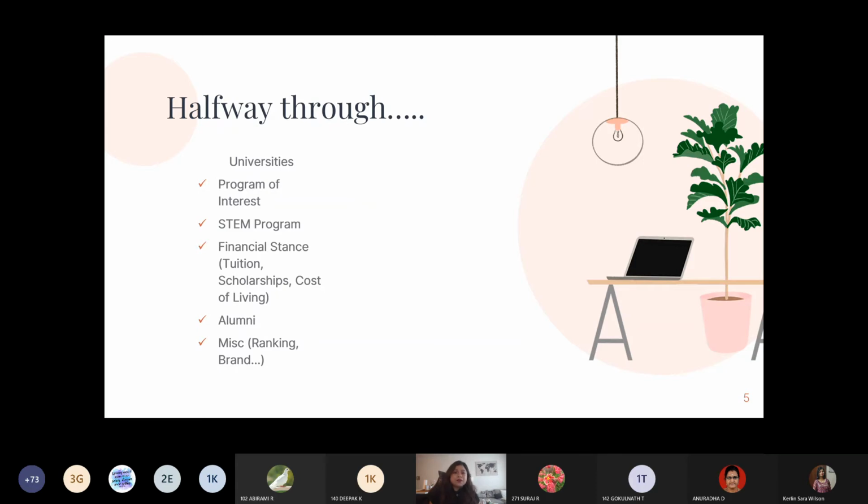And then the STEM program. I think this is something that Annapurni covered as well. STEM stands for Science, Technology, Engineering, and Math. Please make sure that your program is a STEM degree. This is not mandatory, but I would recommend that you make sure it's a STEM program. It falls under the Science, Tech, Engineering, and Math domain.